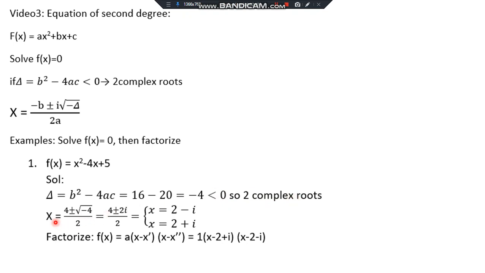So you have two roots. Minus b is 4, plus or minus radical delta, minus 4, over 2a, which is 2. Radical minus 4 is 2i. So I have two complex roots: 4 plus 2i over 2, which is 2 plus i, or 2 minus i.